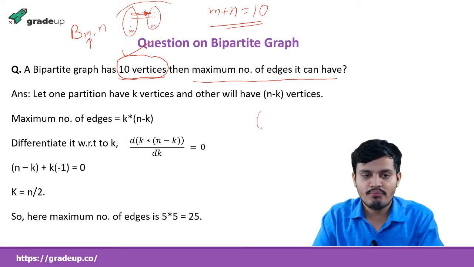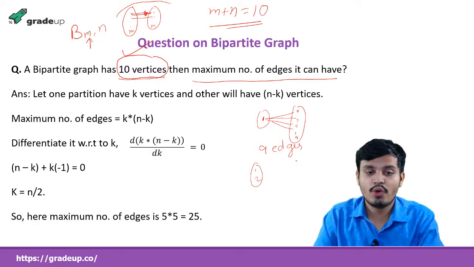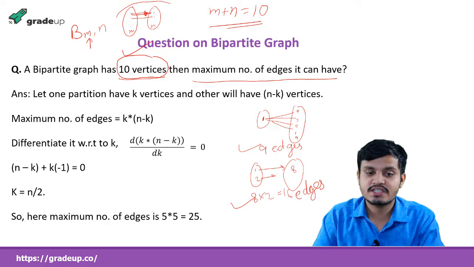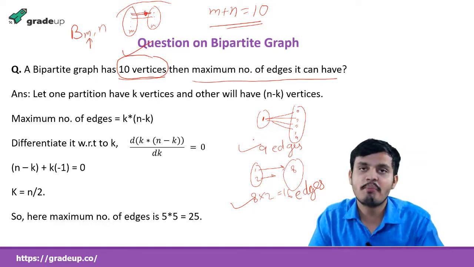Suppose in this set we have only one vertex, and in this set I have 9 vertices, so how many edges can I have? This can connect to all the 9, and I can have only 9 edges. Suppose I increase it to 2, and here we will have 8, then this can have 8 and this can have 8. So 8 into 2 is equal to 16 edges. Are you understanding the problem? Here we got 9 edges, here we got 16 edges. So I need to find such a way that I get the maximum edges.